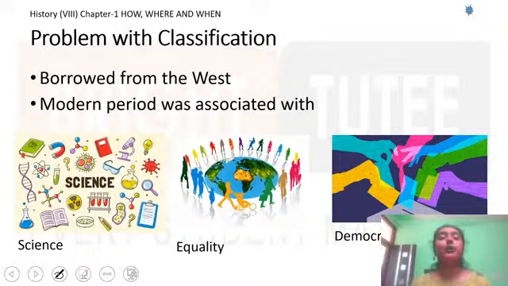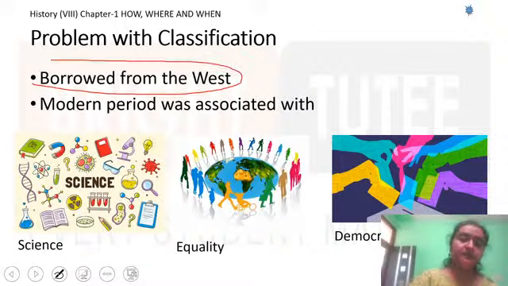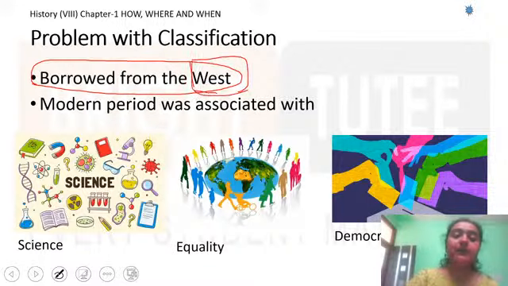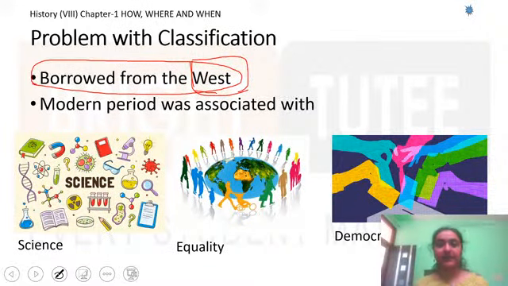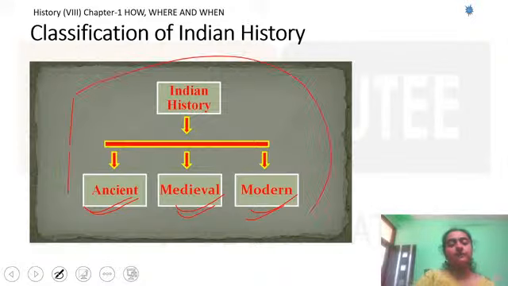Right students? So this was the classification given by other historians, but there was a problem with this classification also. Yes students, what is the problem with this classification? It is borrowed from West. Okay, it is borrowed from West. West here we are talking about the European countries like Britain and France, such countries, and the classification here I have talked about, it is borrowed from West.